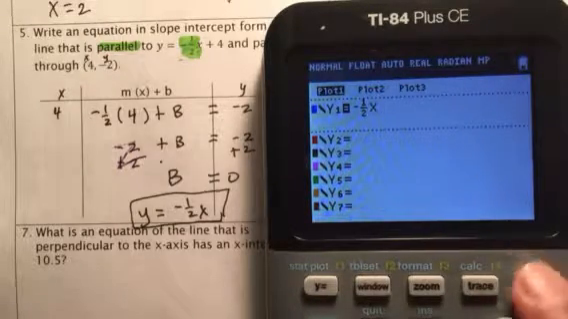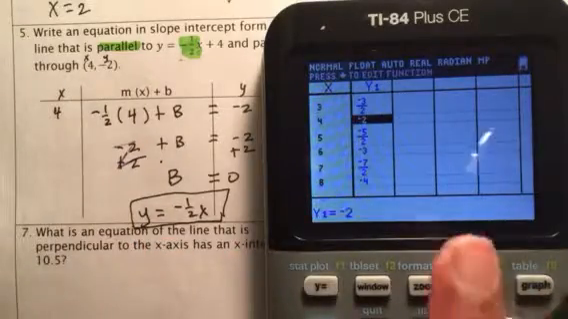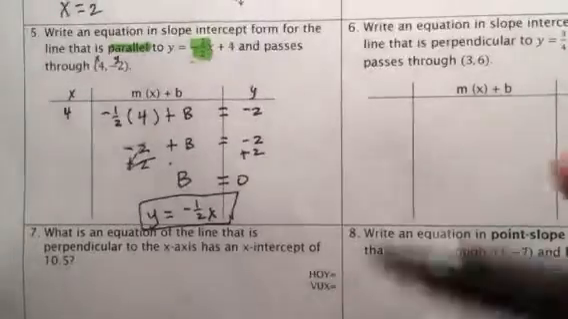Okay, so I'm going to go to second graph, and I want the point 4, -2 to be in there. 4, -2, I'm good to go. So I'm good.